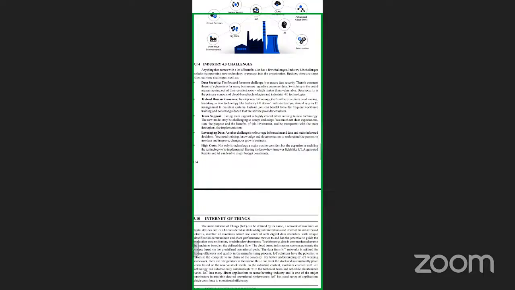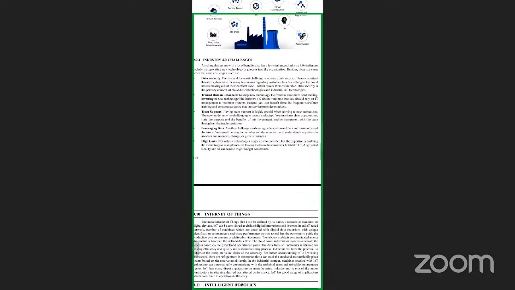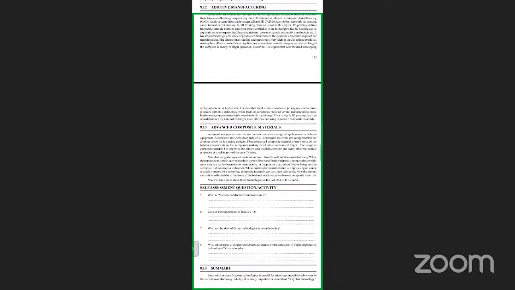Instead, you can benefit from frequent workforce training and team support. Having team support is highly crucial when moving to new technology, and the new model may be challenging to accept and adopt. You must set clear expectations, state the purpose and the benefits of this investment, leveraging data and high cost. And later it has been discussed about the Internet of Things, intelligent robotics, additive manufacturing, and advanced composite materials.